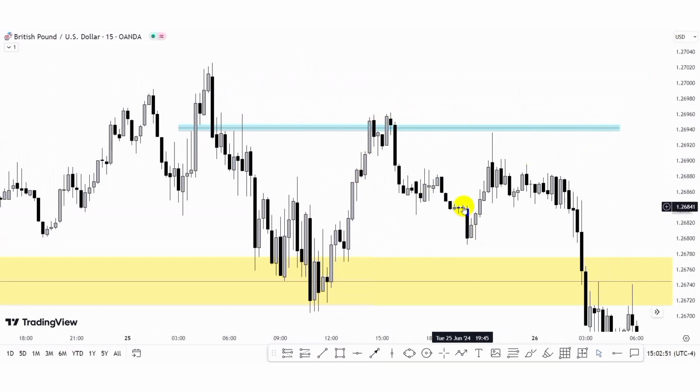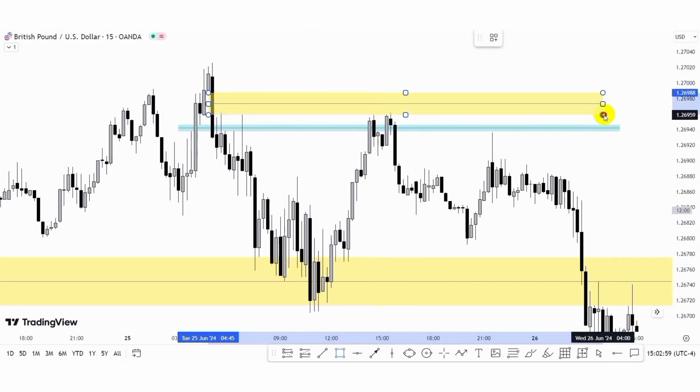Now when you're looking at how to possibly take an entry here, your expectation is that you possibly want to wait for price to return to this fair value gap resting above here before you actually take an entry.